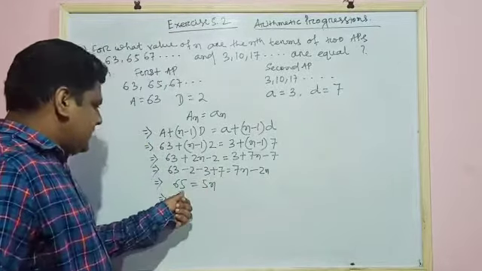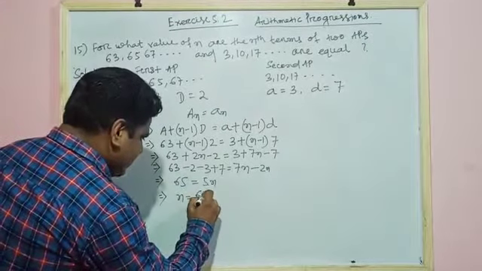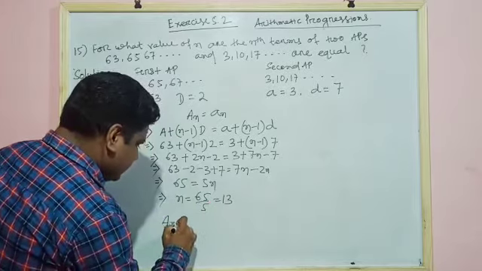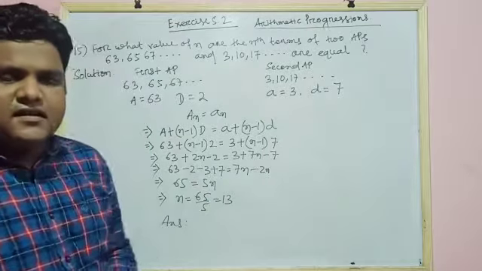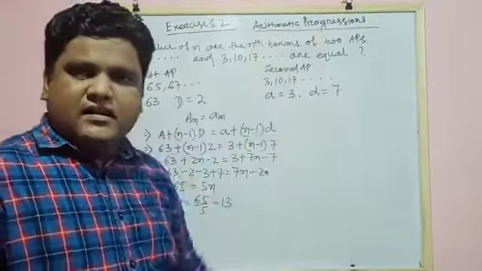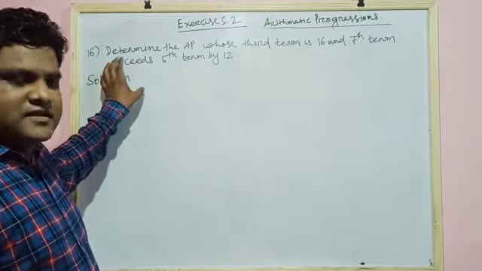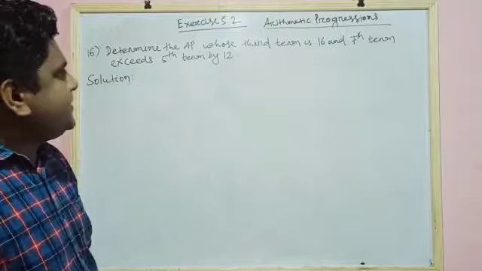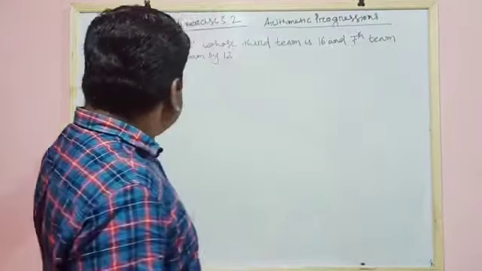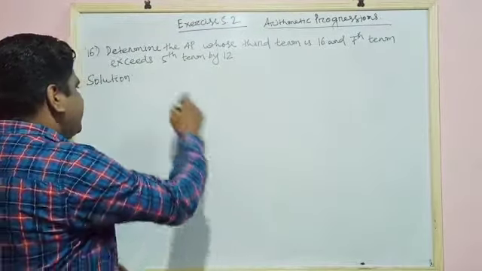Now we got 65 equal to 5n, or 5n equal to 65, so n equal to 65 by 5, which is 13. So at last we write the final answer: the 13th terms of both these APs are equal. Let's start the next question. It is number 16: determine the AP whose third term is 16 and 7th term exceeds 5th term by 12. Let the first term of this AP be A.